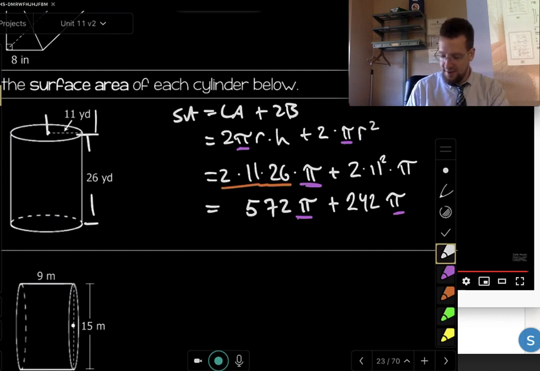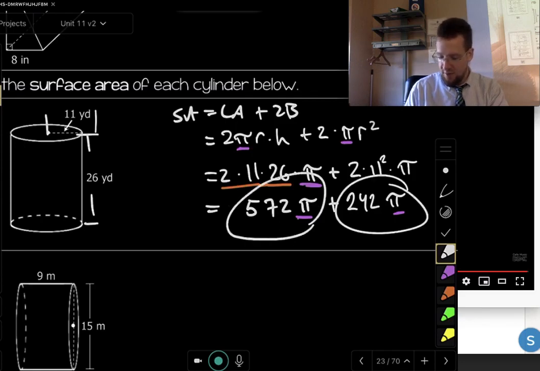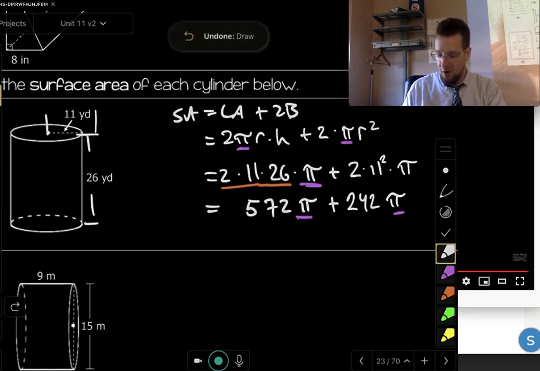We want to put this into the calculator. I'm not going to round this and then round this. I'm not going to do that. I'm going to put it all in.